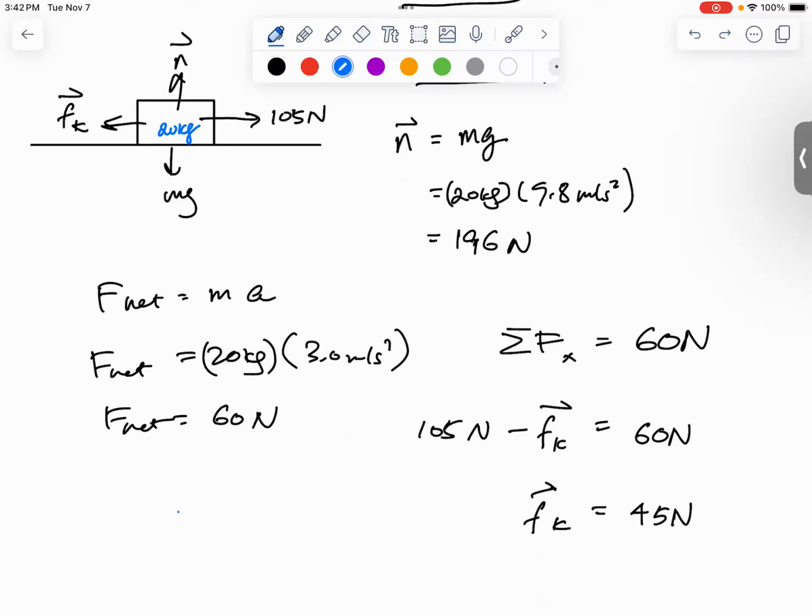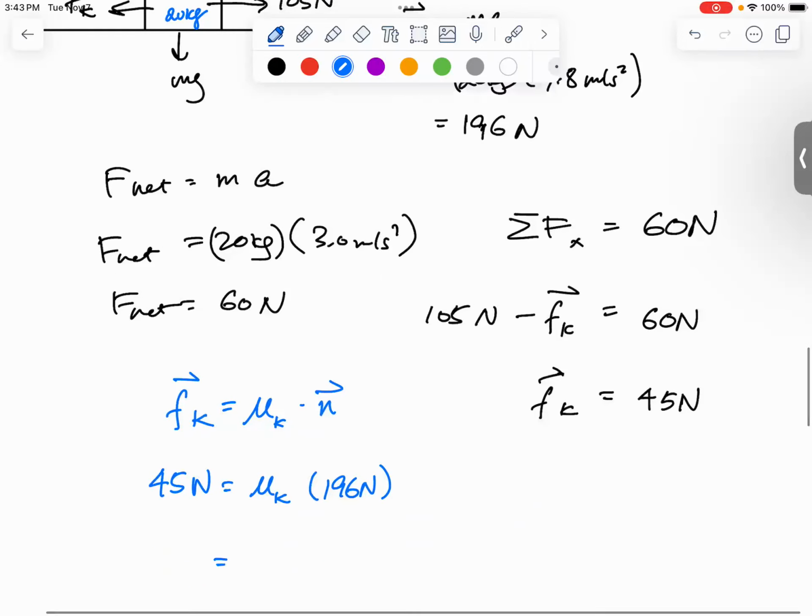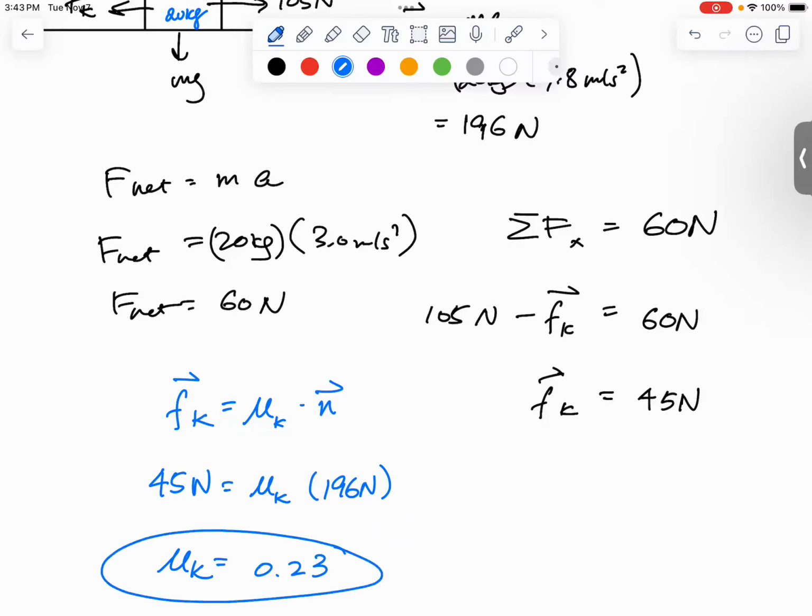So in order to find mu, since we know it's kinetic friction, we can label them here. That's 45 newtons. We have the mu, and your normal force is 196 newtons. So you can find the mu by simply doing 45 divided by 196, and that should give you 0.23 as your mu. Again, the coefficient of friction does not have any units.